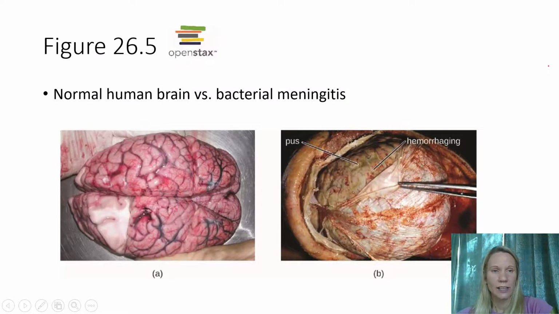Here we can see the effect on the brain, the hemorrhaging that can occur within the brain if this continues to progress and cause death. So normal brain versus infected brain.